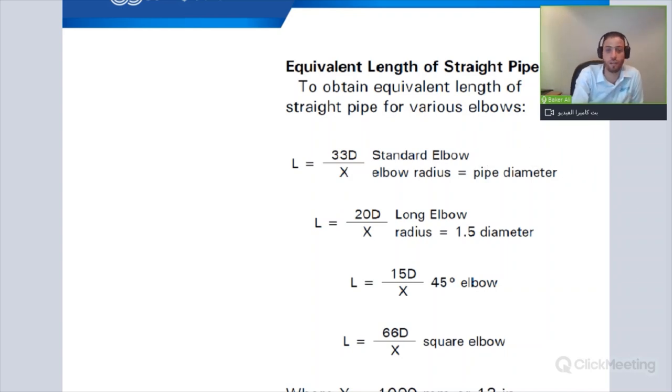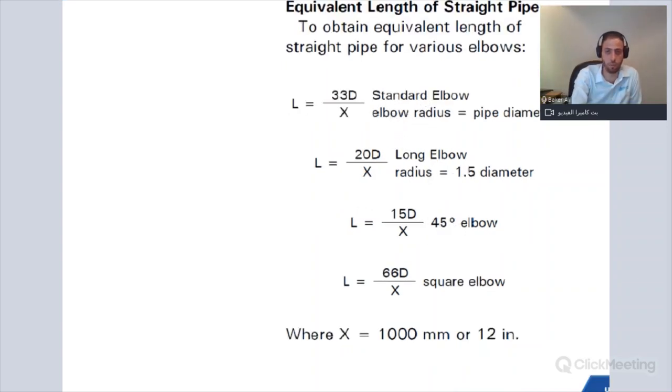How to calculate the equivalent length of straight pipe? We have four types of elbows: the standard elbow, long elbow, 45 elbow, and square elbow. The first one that we are using normally is the standard 90 degree elbow. The equivalent length of the straight pipe for a 90 degree elbow equals 33D divided by X. D is the diameter of the pipe. X is 1000 millimeter or 12 inch. So if your pipe diameter is in millimeter, you have to divide by 1000, and if it is in inch, you have to divide by 12.